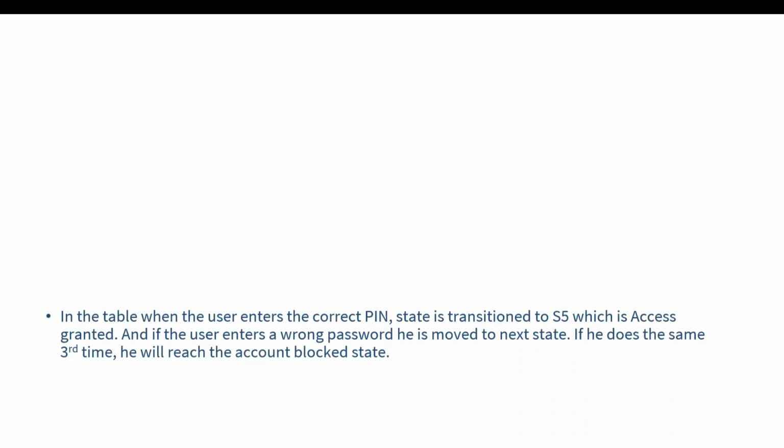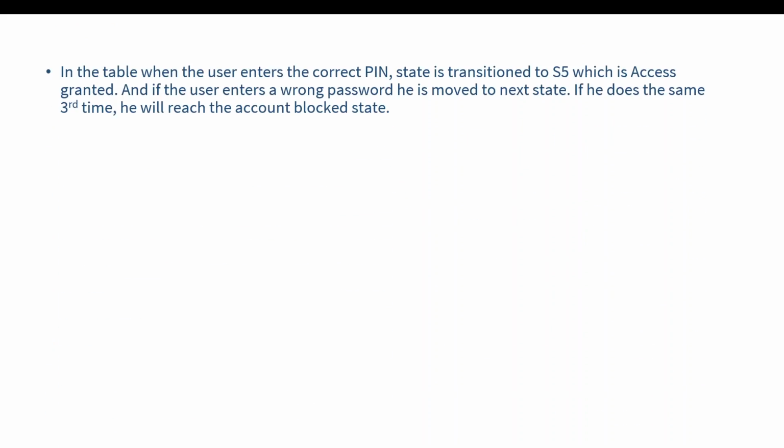Now let's talk about the next one. So in this table, when the user enters the correct pin, the state transitions to S5, which is access granted. And if the user enters a wrong password, he moves to the next state. If he or she does the same a third time, it will reach the account blocked state. So these are the different states, right? We have the access granted state and we have account blocked, and it gives previous different states as well, like S2, S3, S4, which we have discussed.